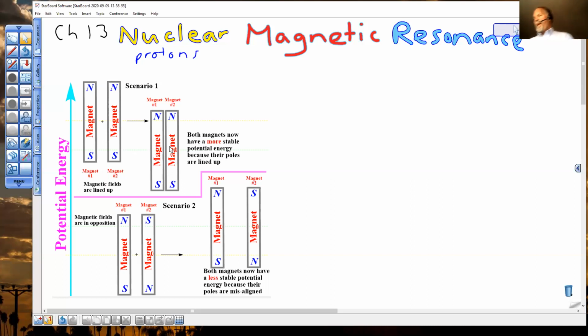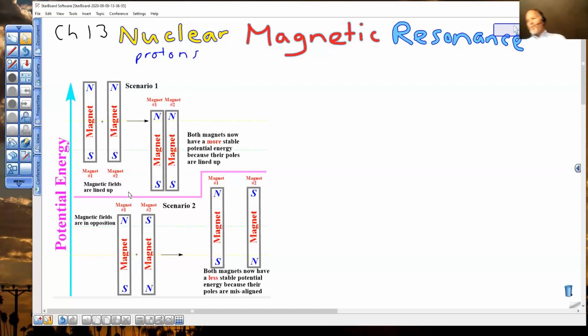And in terms of energy, let's talk about the potential energy of the two magnetic fields. They both got more stable because of that attraction between the two poles. The magnets now have a more stable potential energy because their poles are lined up. So we started with the potential energy here. I don't know if you can see the yellow line there. And it went down because it became more stable. Here's the green line through the middle of these two magnets. And this change in energy is the amount of stabilization we observed from the normal state.